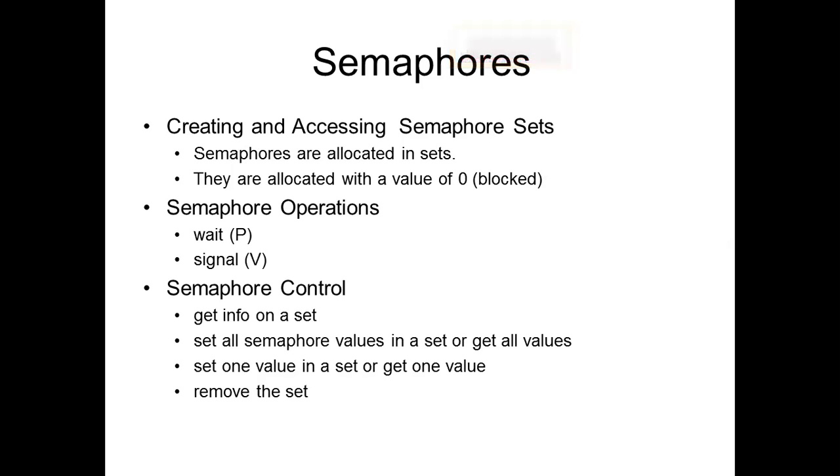Now semaphore control: we can get info on a set. The semaphore has the information about the set, and we can set all semaphore values in a set or get all values. All values means 0 and 1 in a set. We can also set one value in a set or get one value, or remove the set. So this is called the semaphore control. And for semaphore operation, there are only two operations, wait and signal.